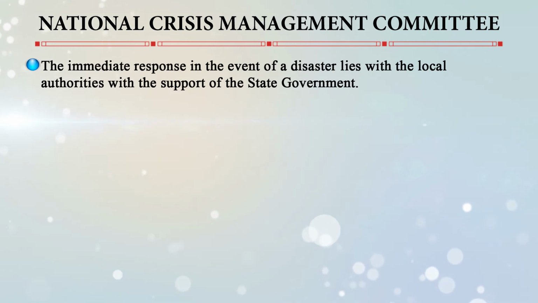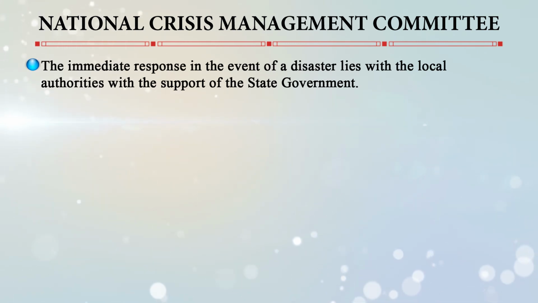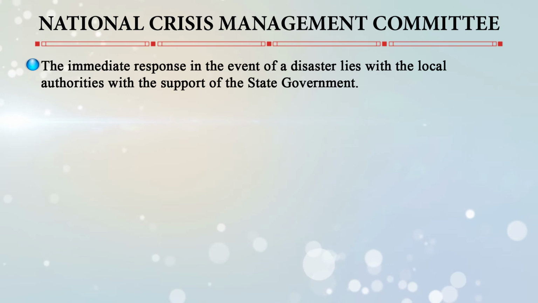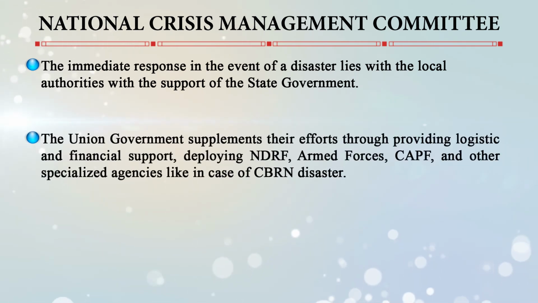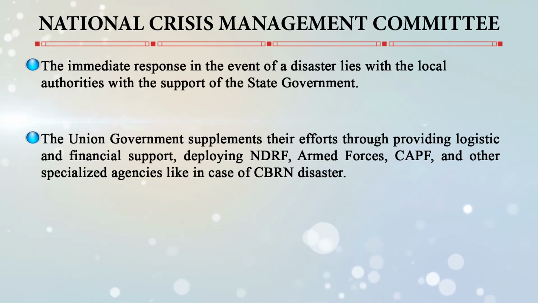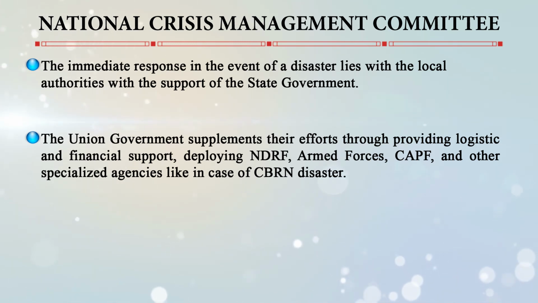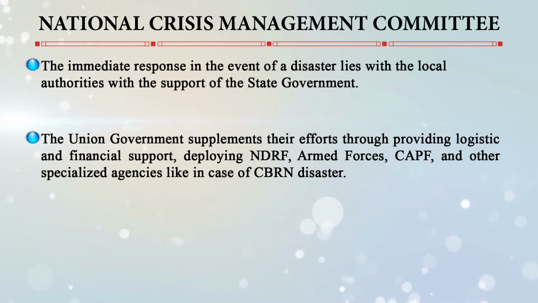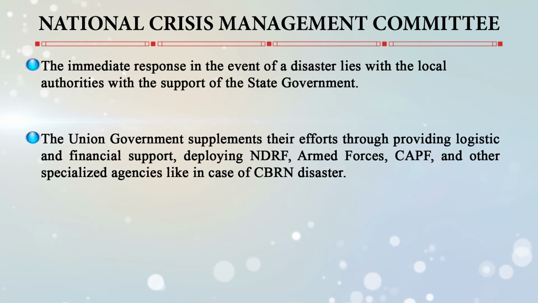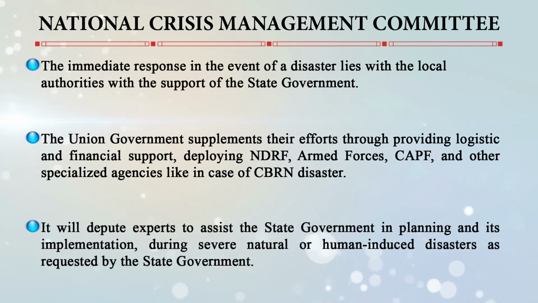So, the immediate response in the event of a disaster lies with the local authorities with the support of the state government. The union government supplements their efforts by providing logistic and financial support, and they deploy the NDRF, the armed forces and other specialized agencies in the case of chemical, biological, radiological and nuclear disasters. It will depute experts to assist the state government in its planning and its implementation during severe natural as well as human induced disasters, as requested by the state government.